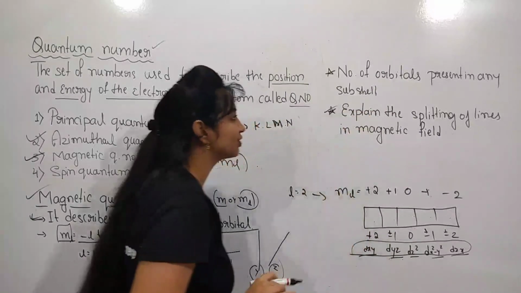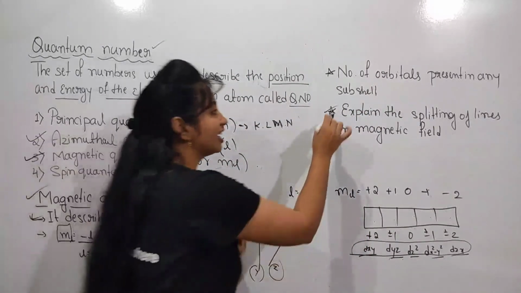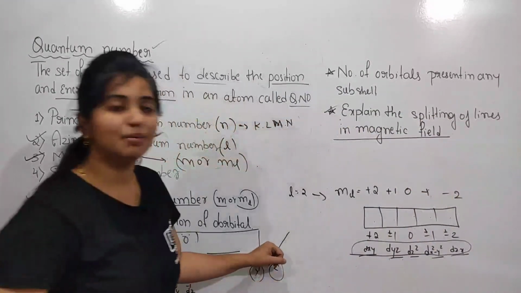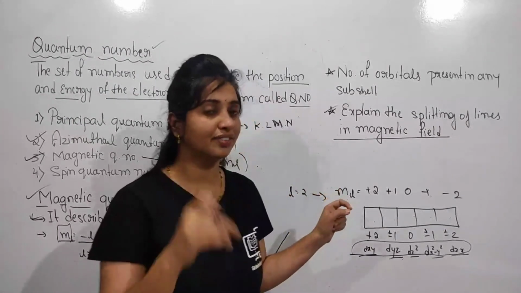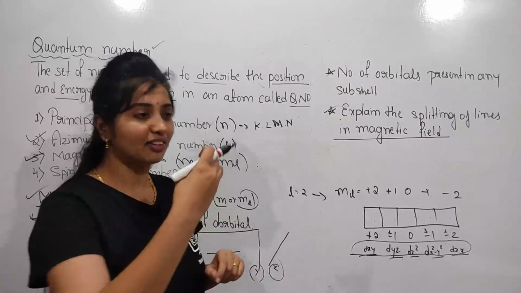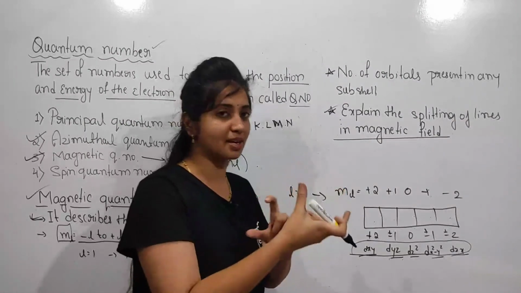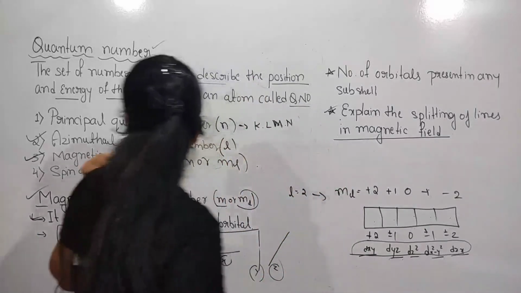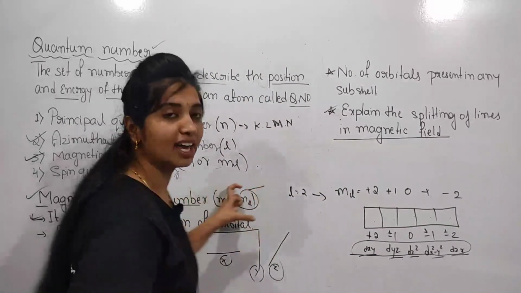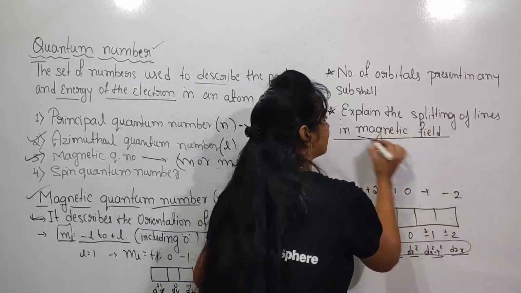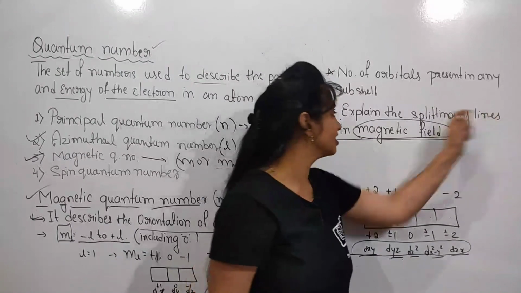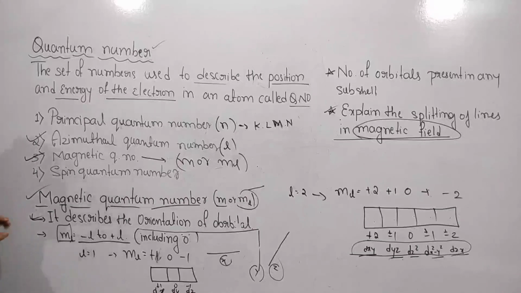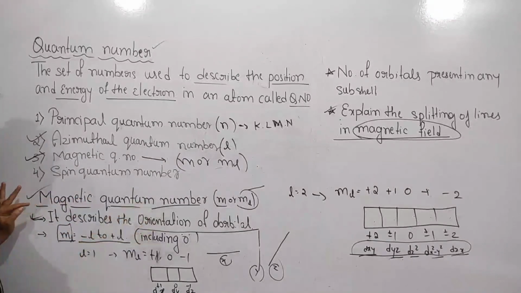And the next information it gives us is that it explains the splitting of lines in a magnetic field. Among the limitations of Bohr's atomic model, Bohr fails to explain the Zeeman effect, meaning our spectral lines split up in a magnetic field or in an electric field. He fails to explain that, but our magnetic quantum number explains the splitting of spectral lines in a magnetic field. So this information about the electrons is given to us by this magnetic quantum number.